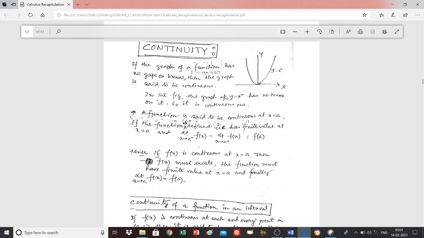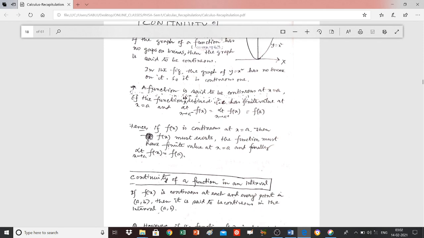In the mathematical definition of continuity, it is said that the function f(x) is continuous if its left-hand limit and right-hand limit both exist, are finite, and are equal. That is, limit x tends to a minus of f(x) equals limit x tends to a plus of f(x), which equals f(a). Here the definition is given for the point x equals a. So this is the mathematical definition.